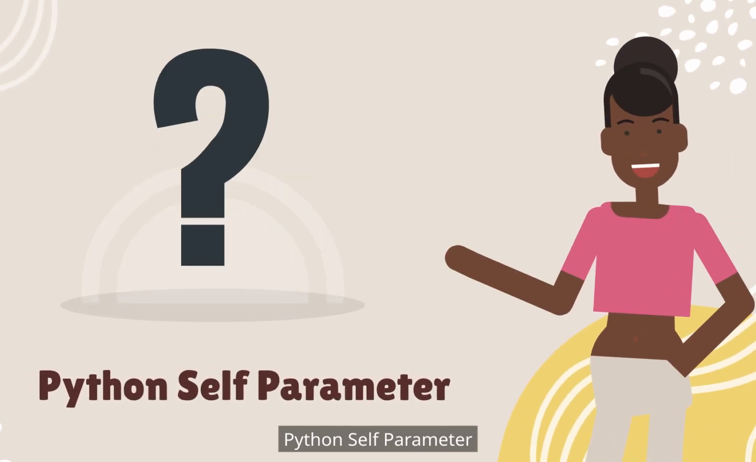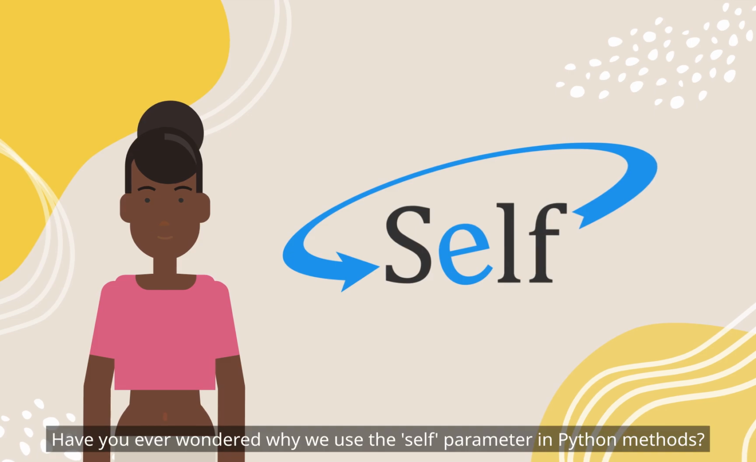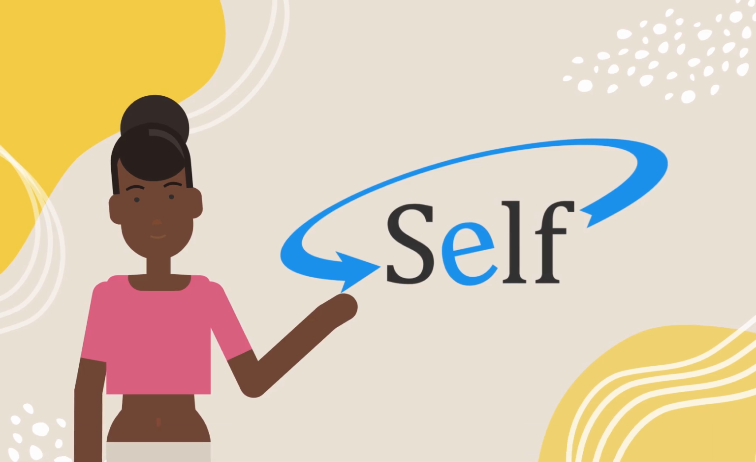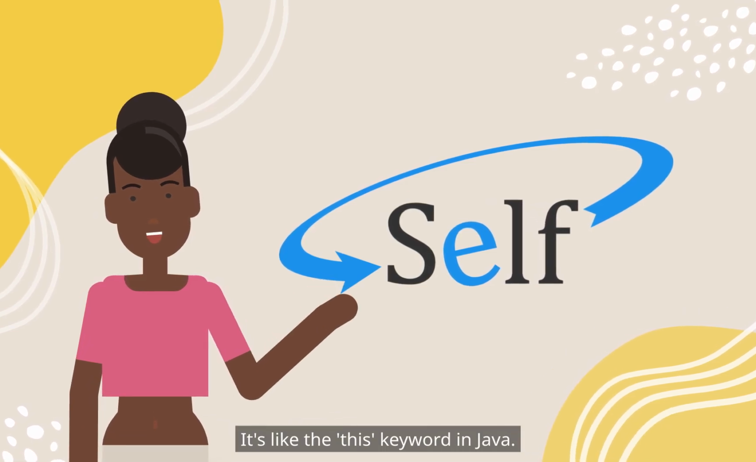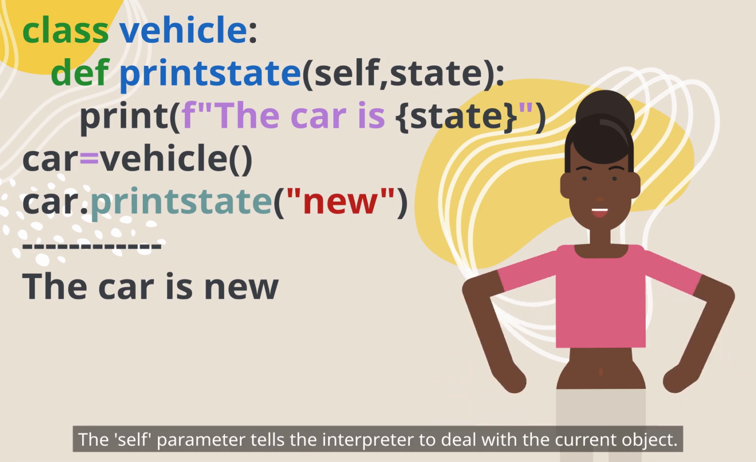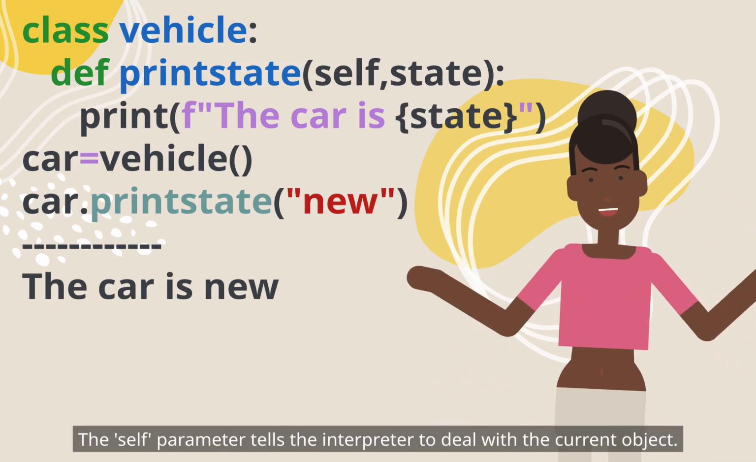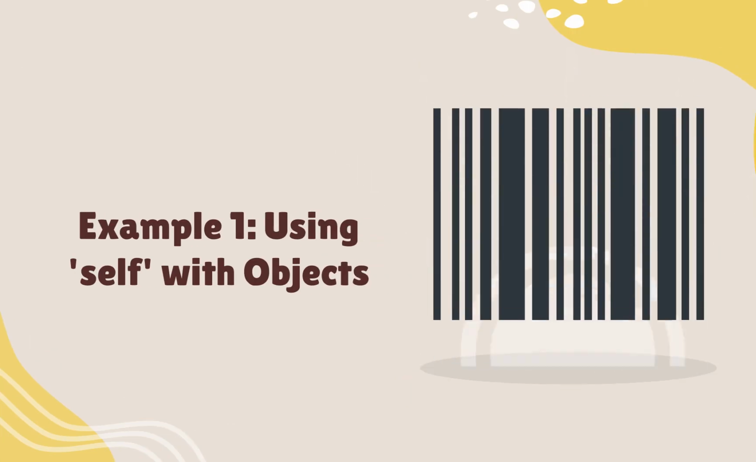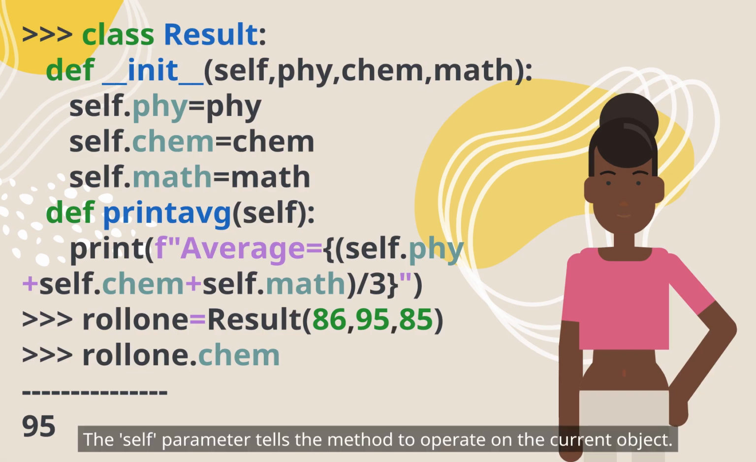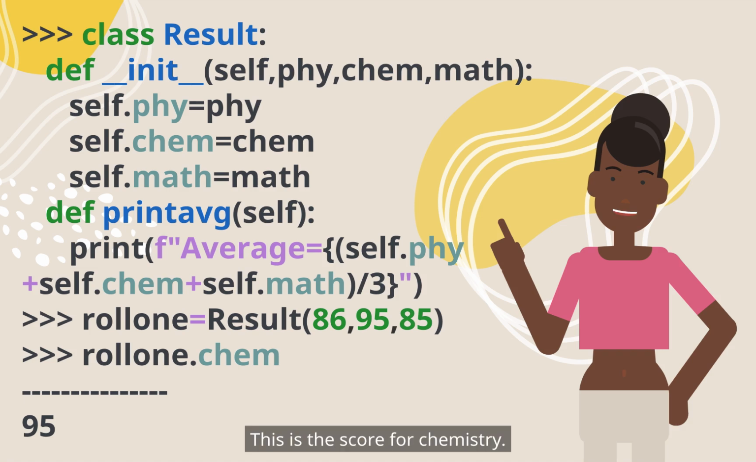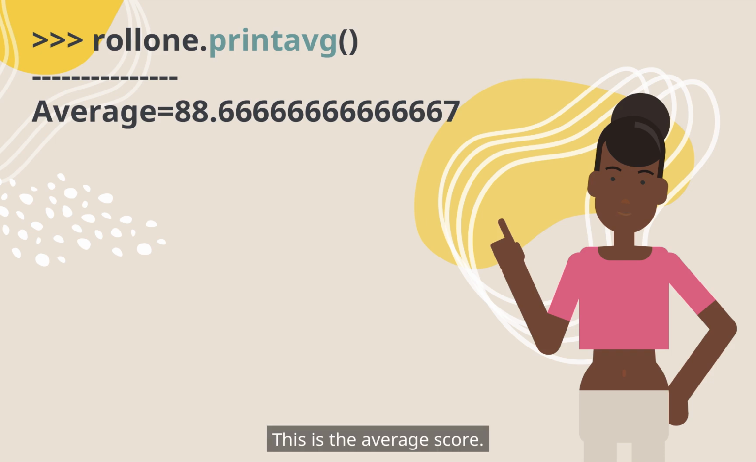Python self-parameter. Have you ever wondered why we use the self-parameter in Python methods? It's like the this keyword in Java. The self-parameter tells the interpreter to deal with the current object. The self-parameter tells the method to operate on the current object. This is the score for chemistry. This is the average score.